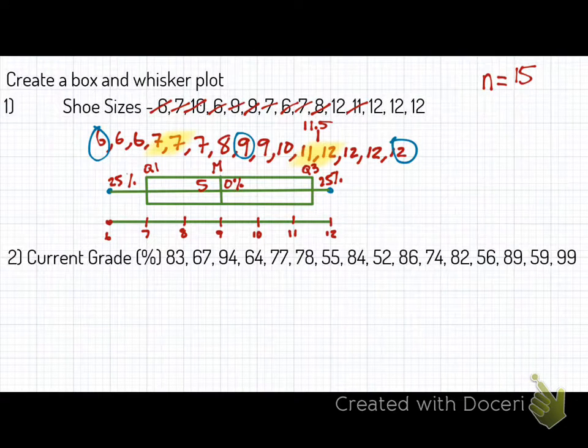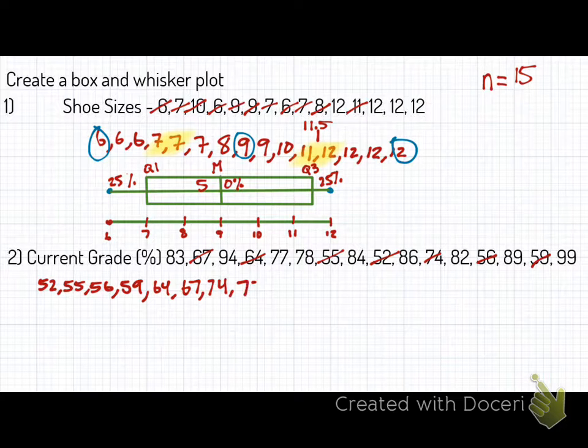Go. Everyone? 52. Next? 55. 56. Keep going. 59. I'll go really slow. Keep going. 59, then? 64. Next? 67. Nice. Keep going. Good. Good.